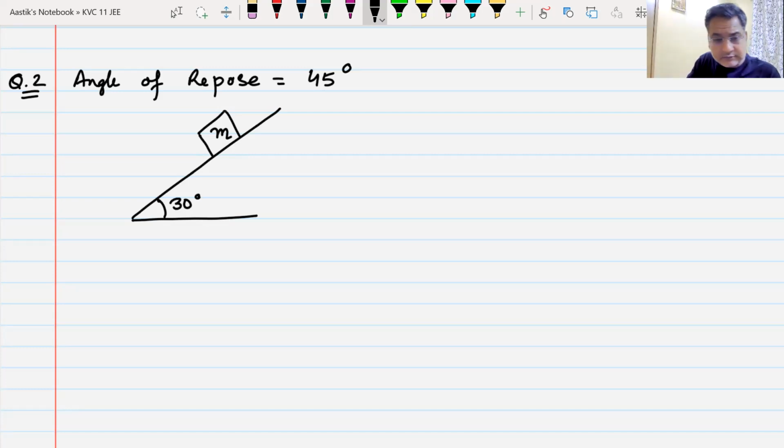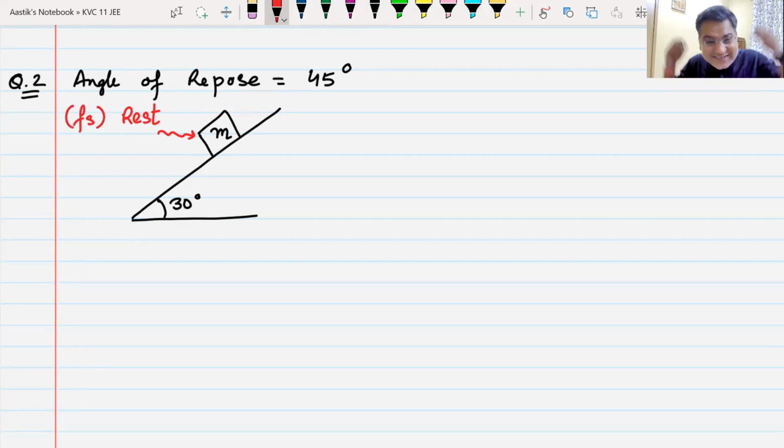So the block will not move. Will the block move or will the block not move? The block will remain at rest. Yes or no? Yes, sir. Because the angle is less than the angle of friction or angle of repose. Now the block remains at rest. So what type of frictional force will act on this? No doubt, static friction. Static friction.